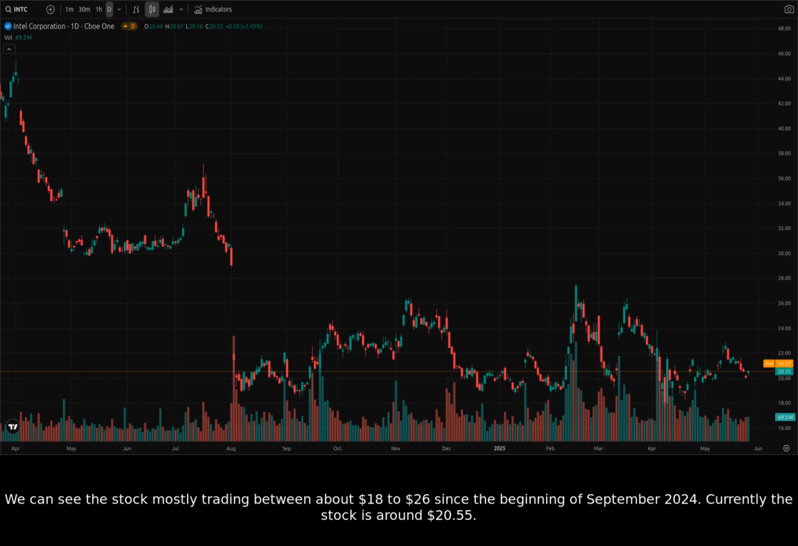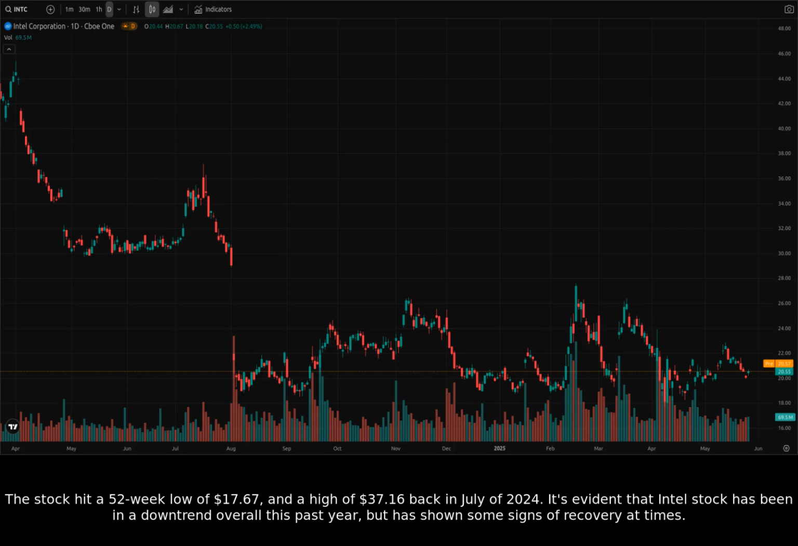Currently, the stock is around $20.55. The stock hit a 52-week low of $17.67 and a high of $37.16 back in July of 2024. It's evident that Intel stock has been in a downtrend overall this past year, but has shown some signs of recovery at times.